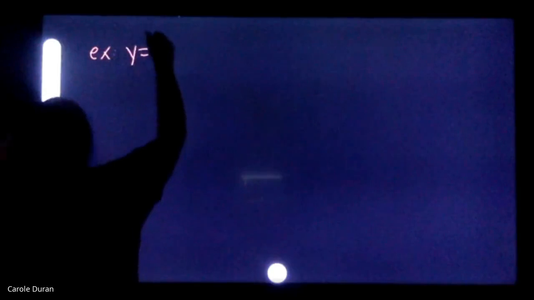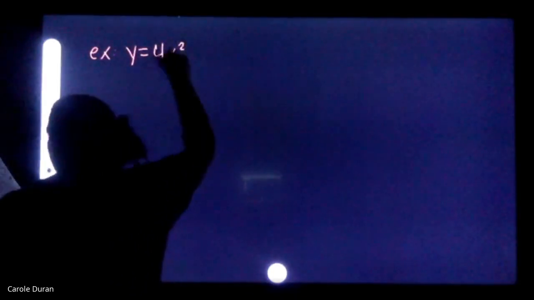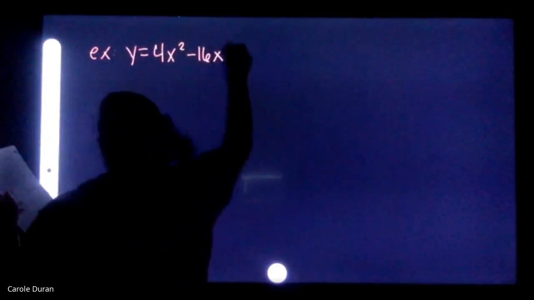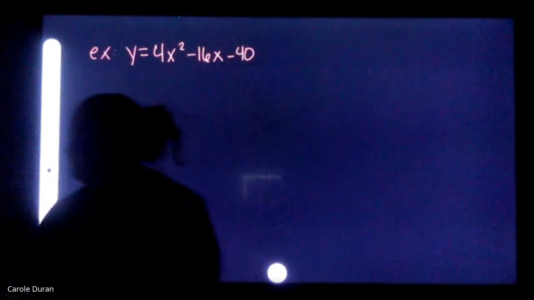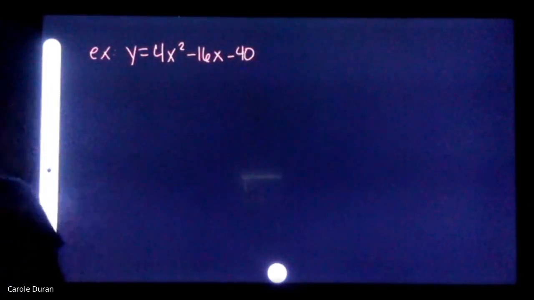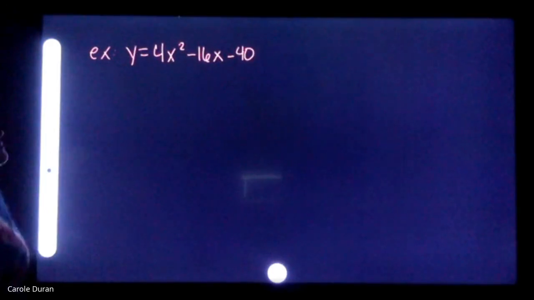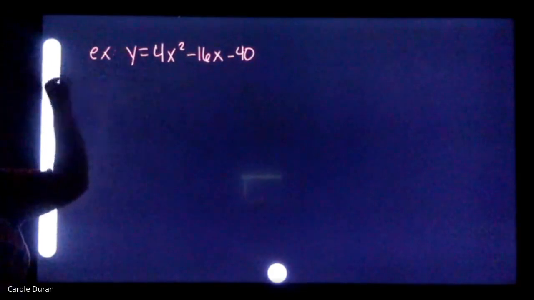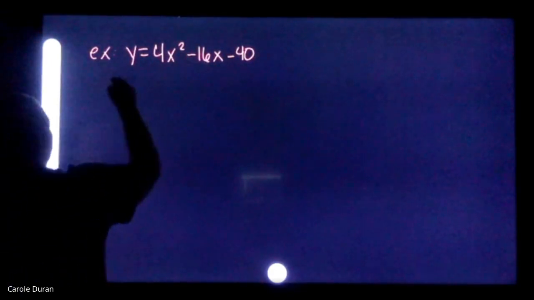Okay, it's probably already set up even in vertex form for you, at least on some of them, so it makes it a lot easier. Okay, so for this example, we're going to graph it after turning it into vertex form. My equation is y equals 4x squared minus 16x minus 40. Right off the bat, I know I'm going to go ahead and move the 40 over with the y.